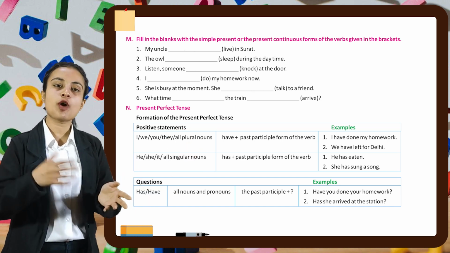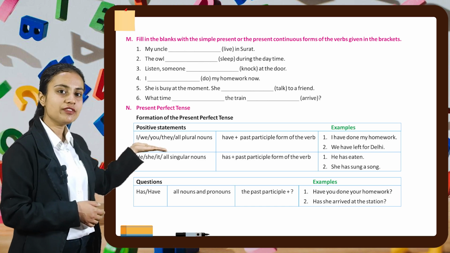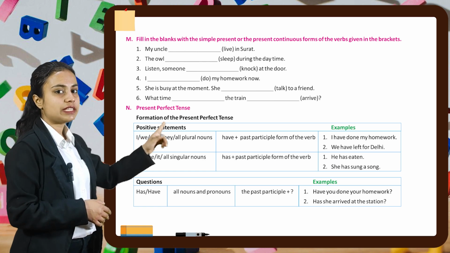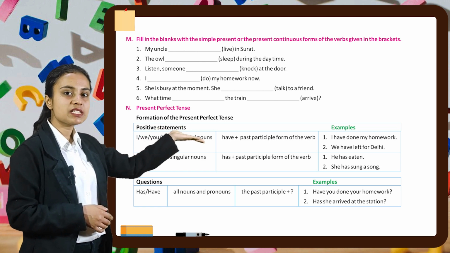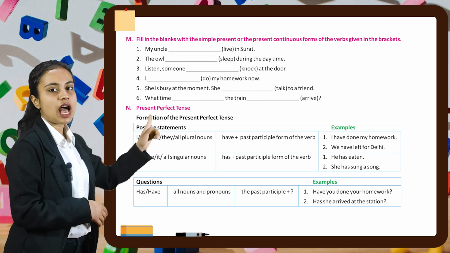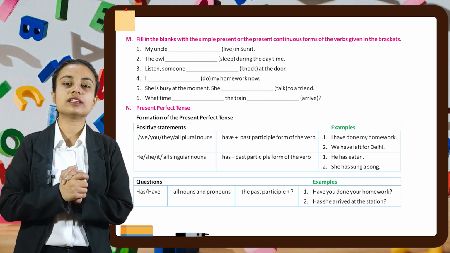Now let's see how to form questions. So for that, we start with has or have. After that, we write all nouns and pronouns. Then we use the past participle form of verb plus a question mark. For example, have you done your homework? Second is, has she arrived at the station?